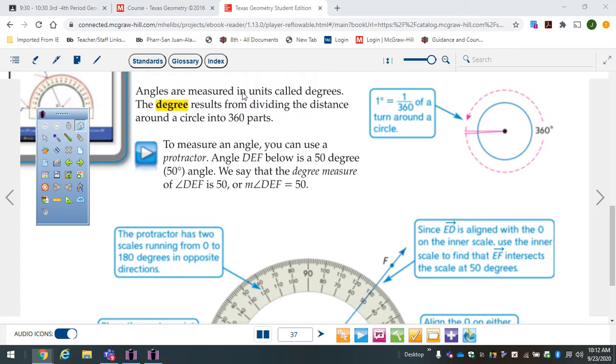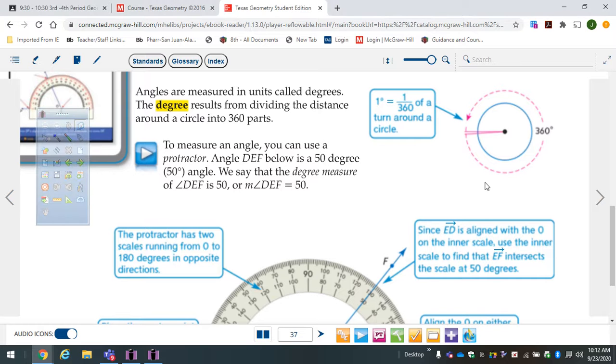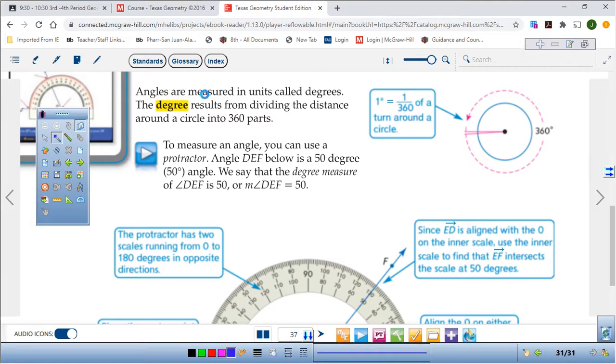Angles are measured in units called degrees. If you look at all the degrees, how many is it? 360. The degree results from dividing the distance around a circle into 360 parts. Do not ask me why 360 parts. I've always wondered, never figured that out. So write that part: angles are measured in units called degrees. Now, when it comes to this one, I'm going to break this up into 4 equal pieces.